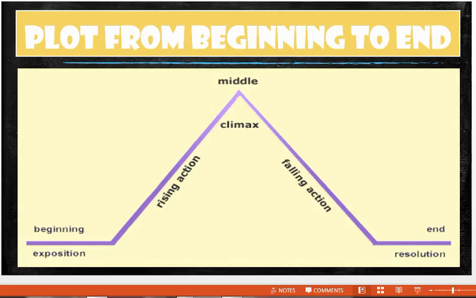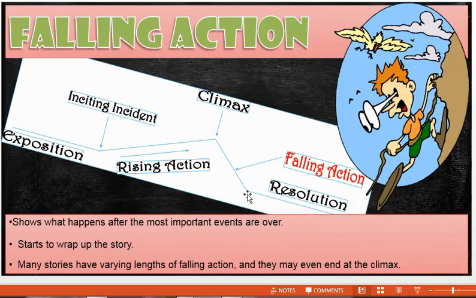Okay. Well, after that, we have the falling action, where we've reached the peak of our mountain. Now we have to go down. So this is the easy part. After the most important events are over, there has to be some resolution. The author just can't stop writing there. So he or she starts to wrap up the story. And these are varying in length, okay?